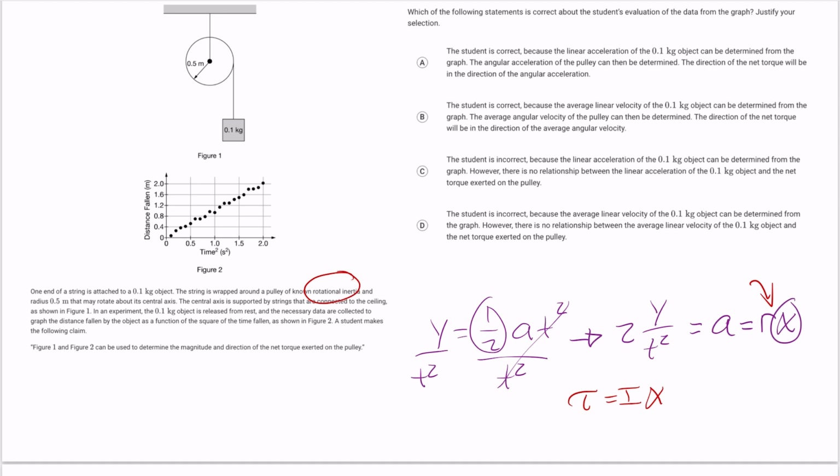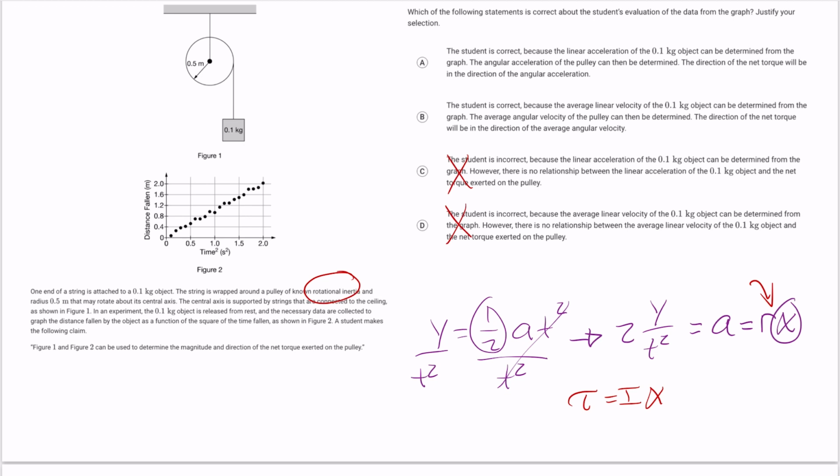That's everything right there, because if we just look at figure 1, we can see that it's going to be rotating in the clockwise direction. So yes, the student is correct in saying that we can find the magnitude and direction of our torque. Now, for our answer choices, it looks like C and D say that the student is not correct. So I'm going to go ahead and mark those out.